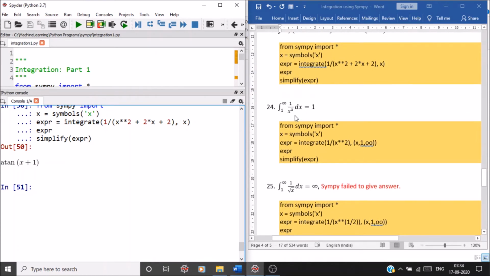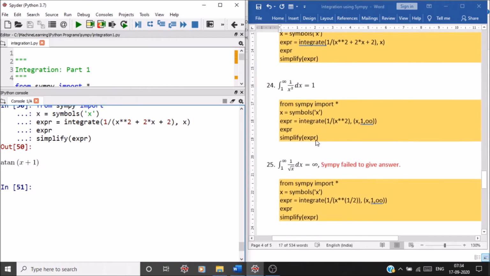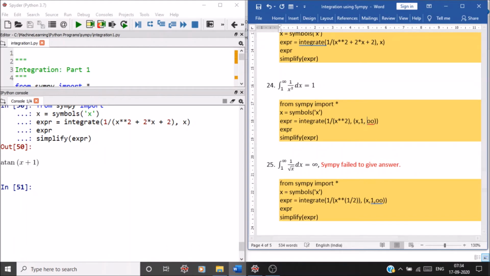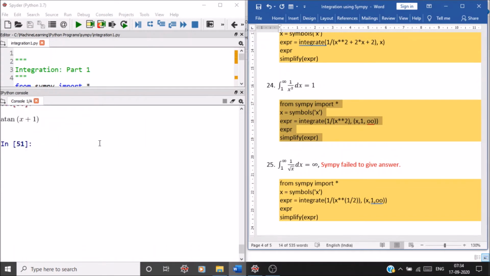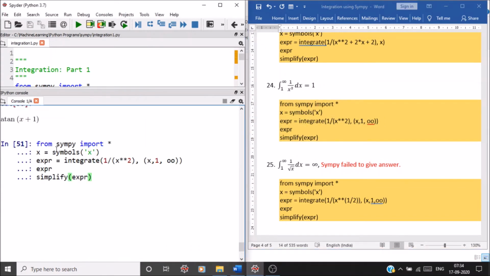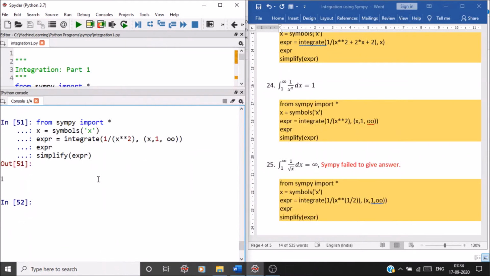Integration from 1 to infinity of 1 by x square dx. The answer is 1. Okay. So we can see here integration of 1 by x square dx, where the lower limit is 1 and the upper limit is infinity. For infinity we use double O, and we can execute it and you can see the result. So the answer is 1.